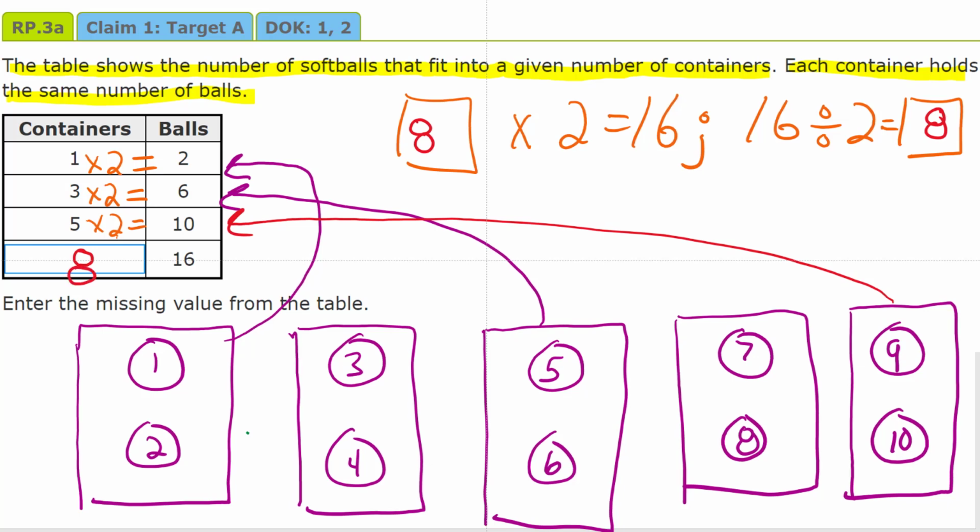This is one way to solve the problem. You may have another way, and as long as you can understand it and your friends can understand it too, then it's a great way to solve the problem.